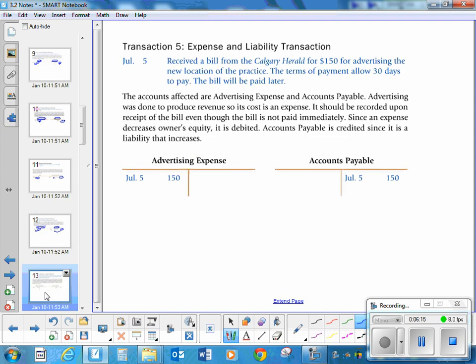Received a bill from the Calgary Herald for $150 for advertising the new location of the practice. The terms of the payment allow 30 days to pay. So you're not paying cash, you're using your advertising expense and your accounts payable. If we put our stars in, it's going to look like this. Accounts payable is increasing $150, and you're putting a bill in your advertising expense basket. Your expense account is increasing as well.